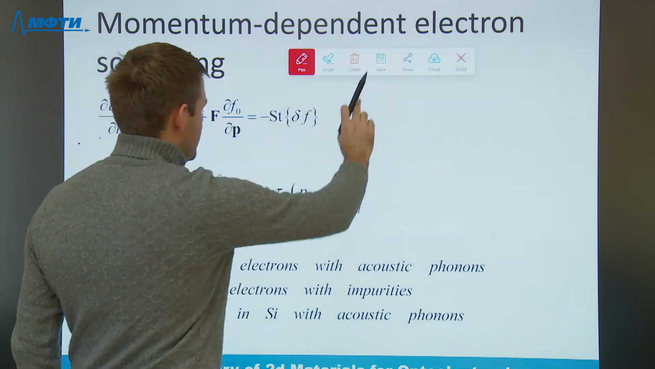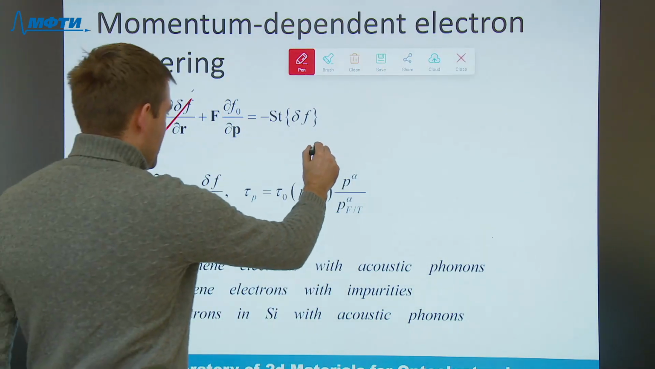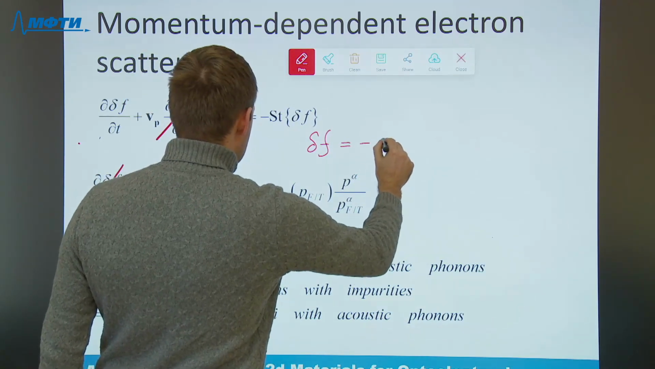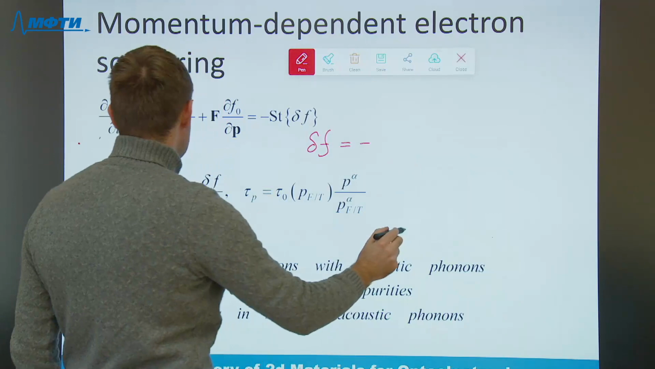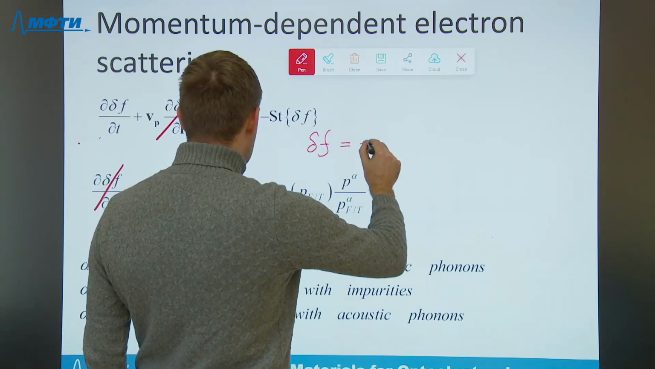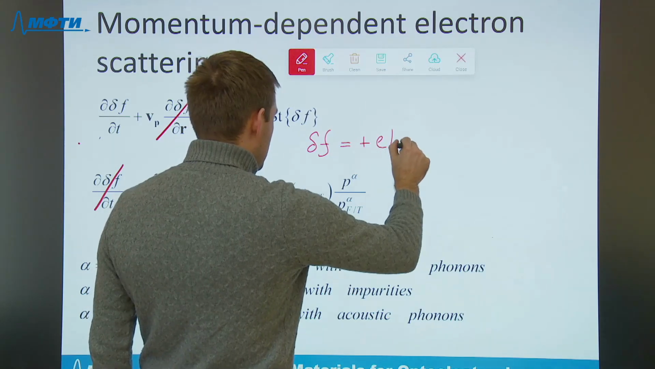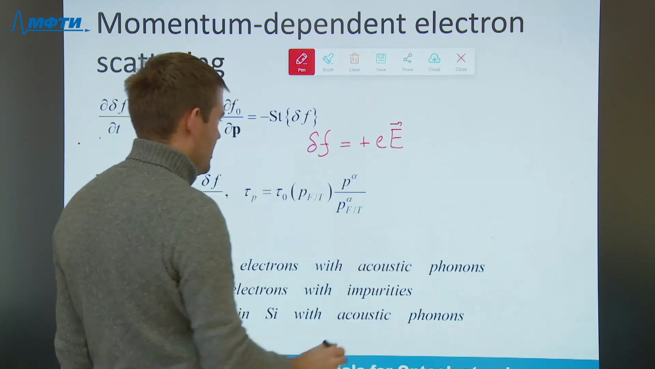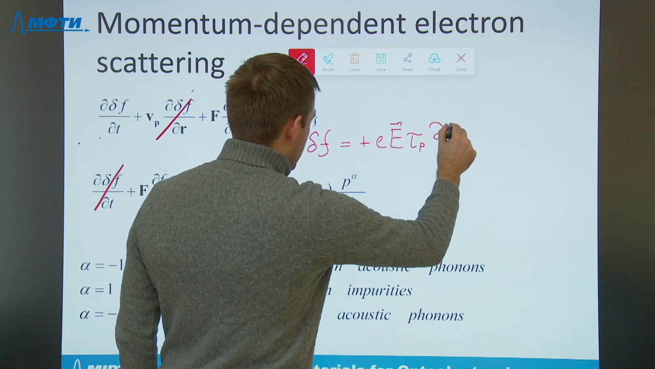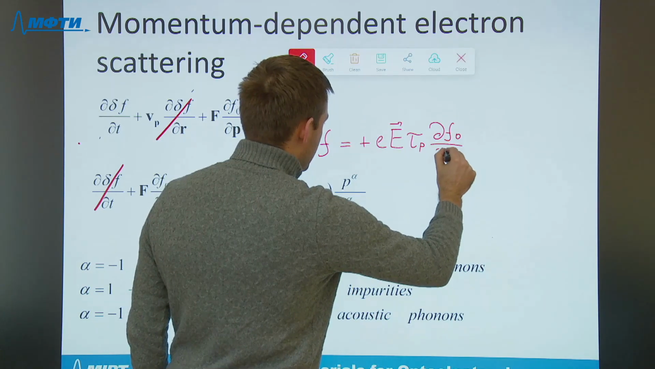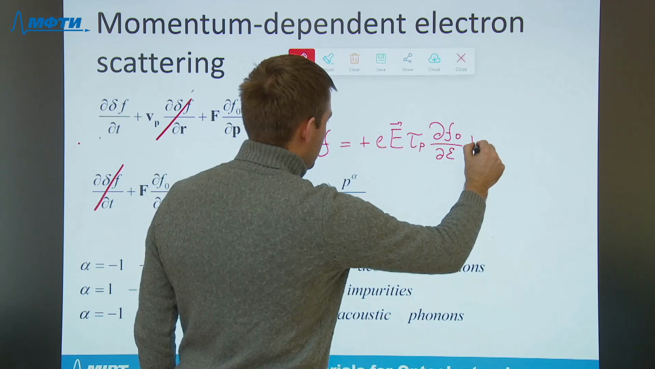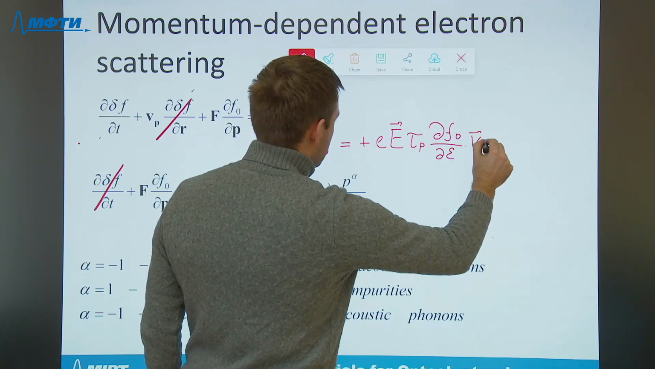So if we know the solution for the distribution function, delta f equals minus the electric force, but the electric force is nothing but the elementary charge multiplied by the electric field multiplied by tau p and multiplied by the derivative of the equilibrium distribution function with respect to energy and multiplied by the electron velocity.